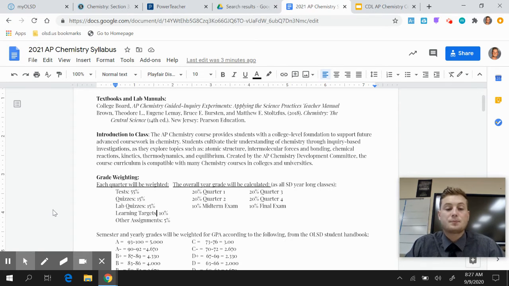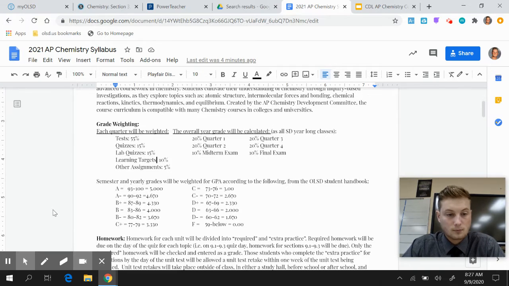That's broken up just like any other class here. So your quarter one grade and quarter two grade are 20% apiece, and then your midterm exam is 10%, and that counts towards 50% of the final, as well as quarter three and four go together. So that's how the final grades will be posted and taken care of.